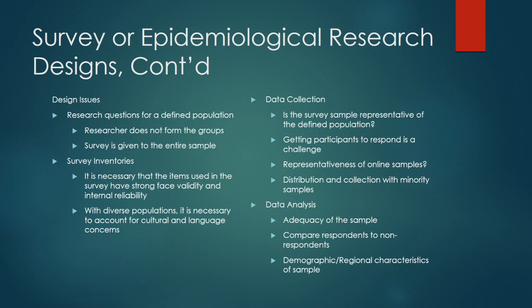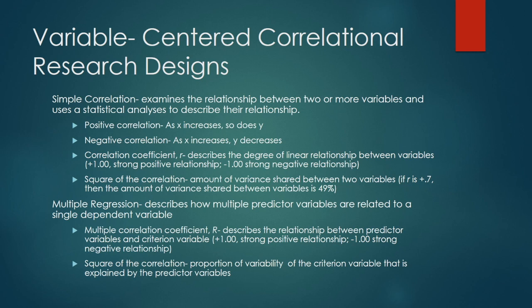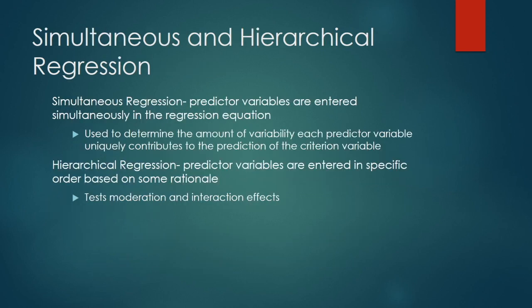Now, moving on to the second type of research design we'll talk about today, that's variable-centered correlational research designs. Now, correlation is really simple. We all understand that correlations are the relationships between two variables. Positive correlation means that as one increases, so does the other. Negative correlation means that as one increases, the other decreases. So when using these types of designs, we're looking at the relationships between different variables. We look at a few different things.